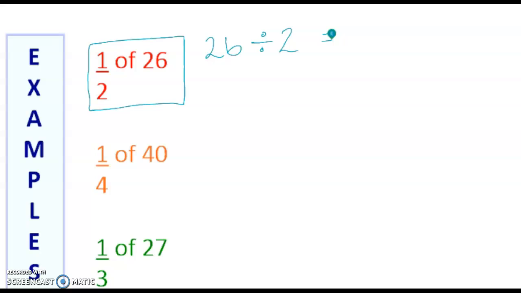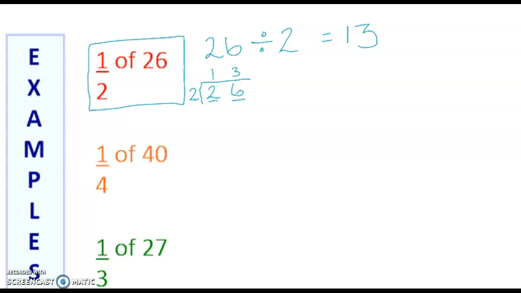Can you work that out in your head? 26 divided by 2. You might need to use the bus stop method, where we put 26 under the bus stop and the 2 on the outside. And we say how many 2's go into 2? 1. How many 2's go into 6? 3. So the answer is 13. Half of 26 is 13. I'm just dividing by 2.